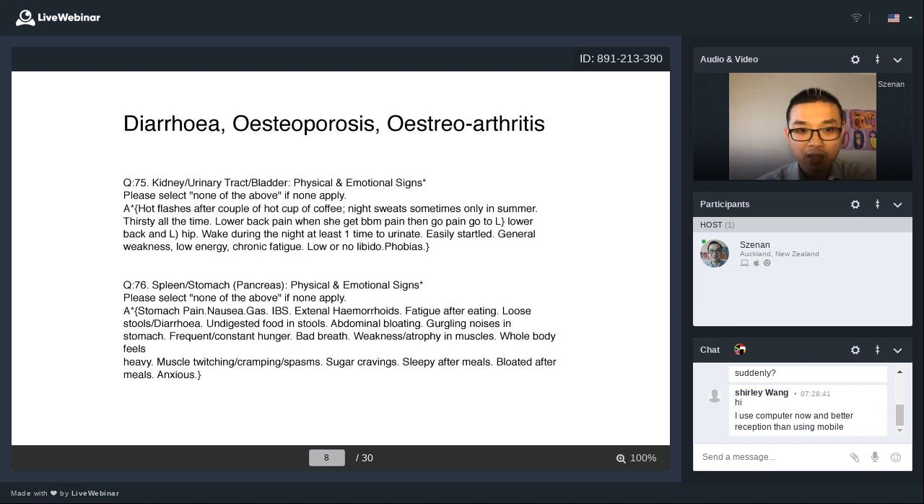Okay, stomach pain, nausea, gas, IBS, external hemorrhoids, fatigue after eating, loose stools, diarrhea, undigested food in stools, abdominal bloating, gurgling noises in the stomach, constant hunger, bad breath, weakness in the muscles, whole body feels heavy, muscle twitching, cramping, spasm, sugar craving, sleepy after meals, bloated after meals, anxious. All right, you see all the symptoms.